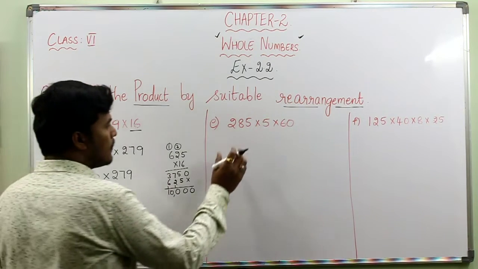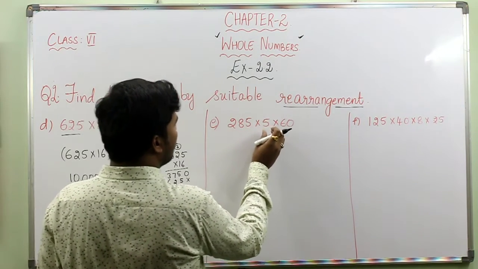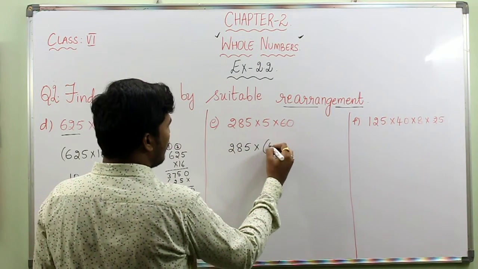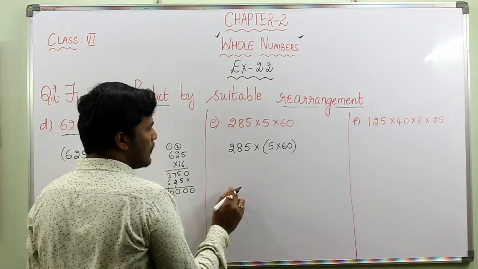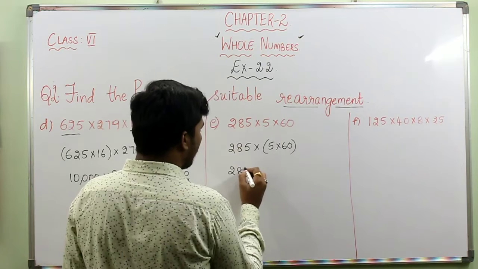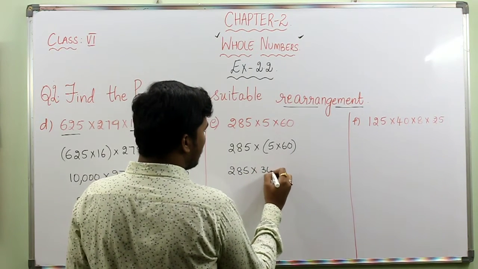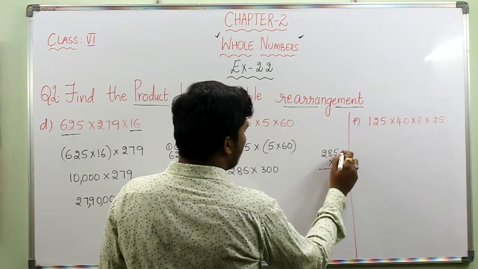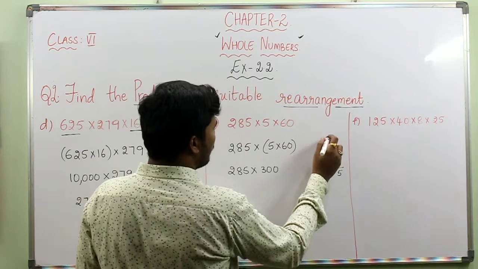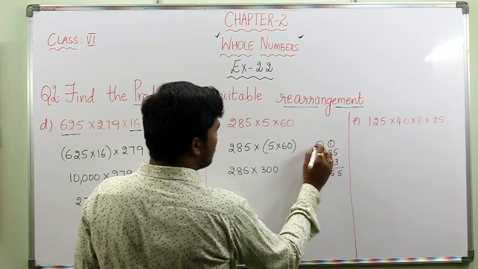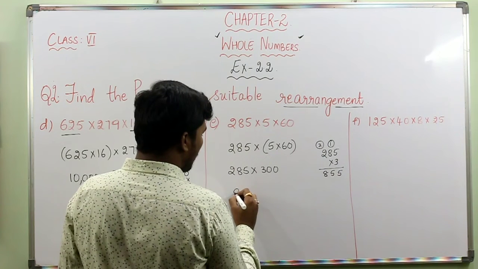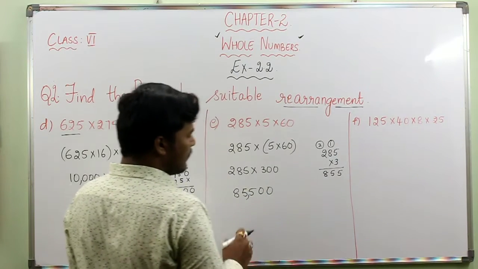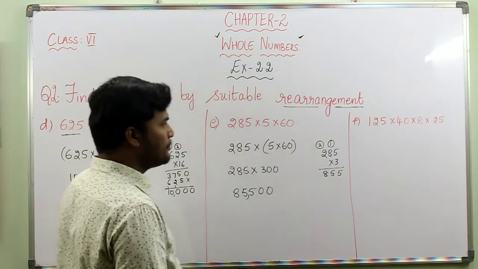Now the next one is 285 into 5 into 60. So what we can do is 285 into 5 into 60. 60 into 5, what will you get? 300. So then we have 285 into 3: 3 times 5 is 15, 8 times 3 is 24, 25, 3 times 2 is 6, 7, 8. That gives 85,500.